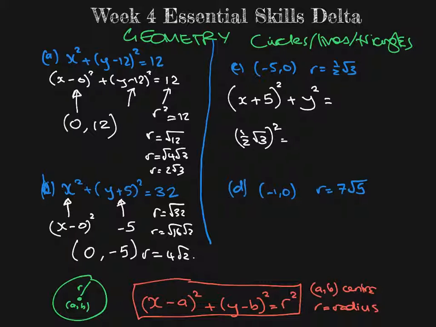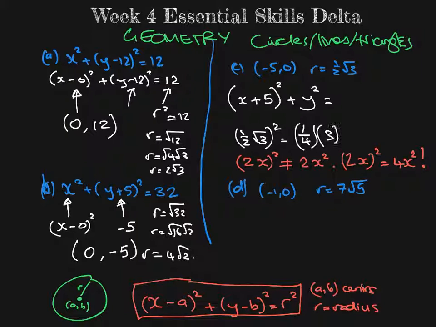Now don't forget that 2x squared is not 2x squared, 2x squared is 4x squared. So I'm going to be doing a half root 3 squared. Half times a half is a quarter, and root 3 times root 3 is 3. So the radius squared is 3/4, which goes on the right hand side.